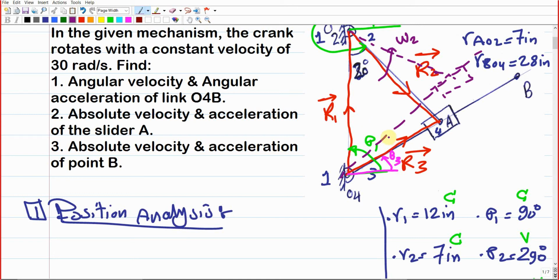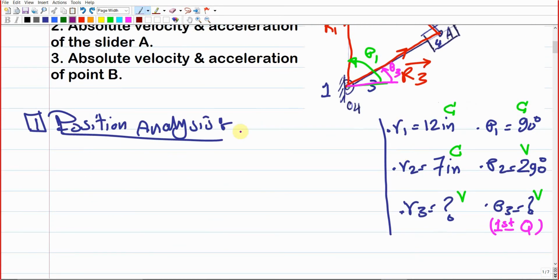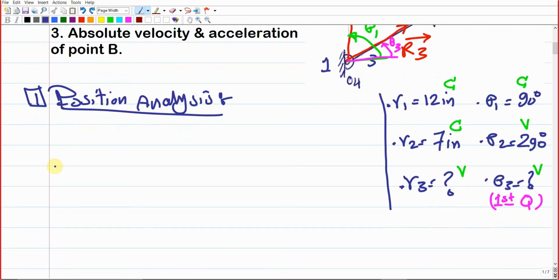Make sense? So for this case, R3 is completely variable in terms of direction and magnitude. R3 and theta 3 both are variable for this length 3 and the slider as well. Make sense? Okay. All right, so now let us move to the position analysis.